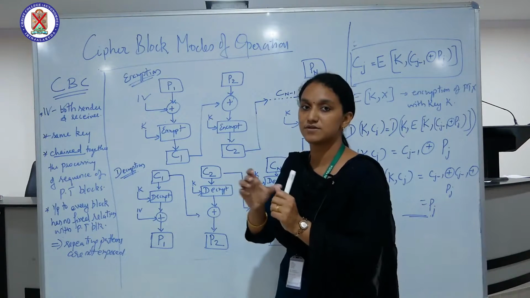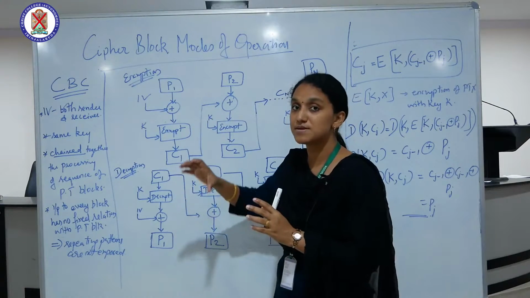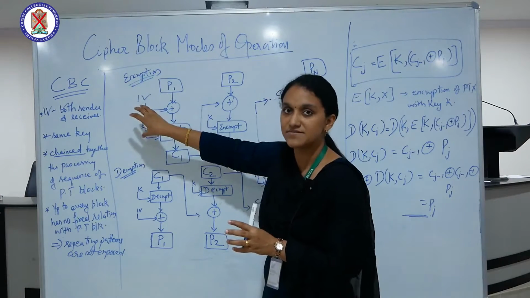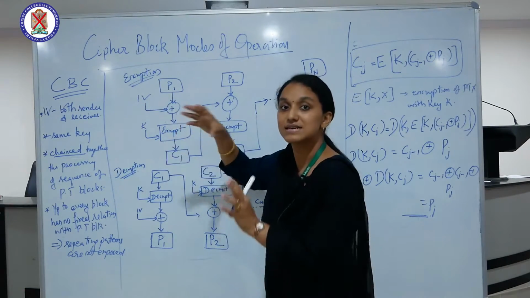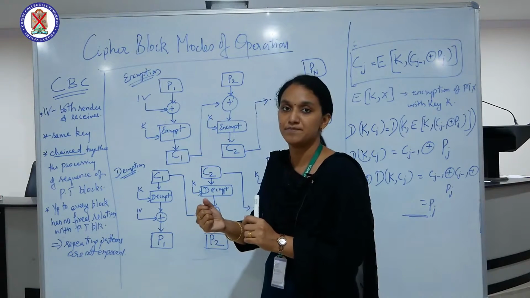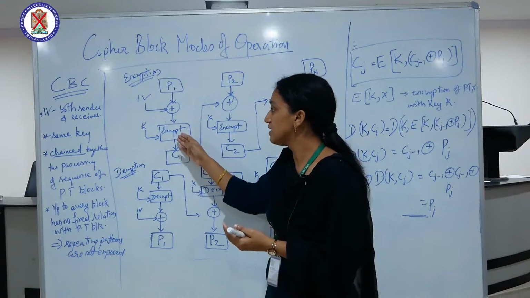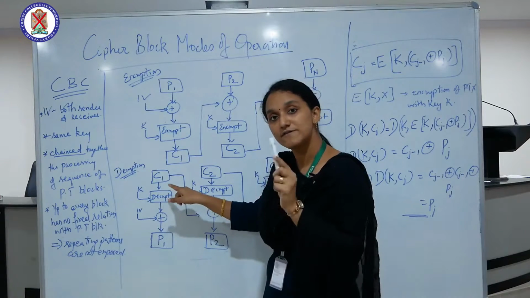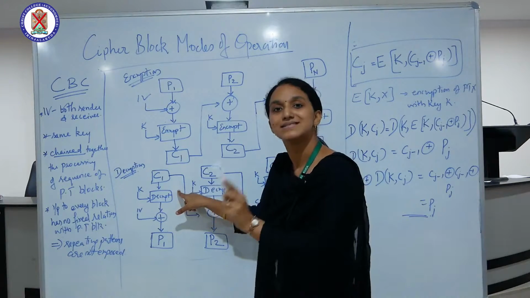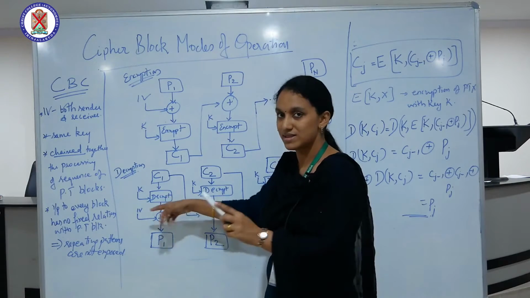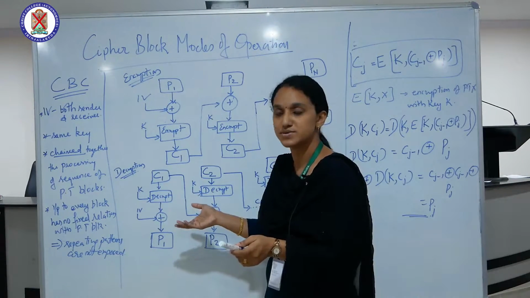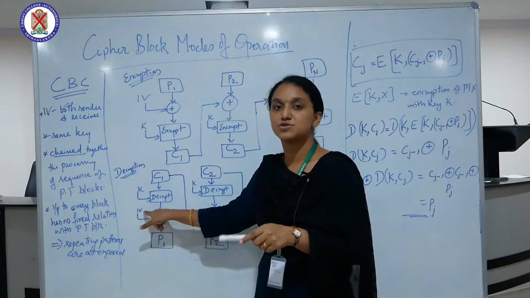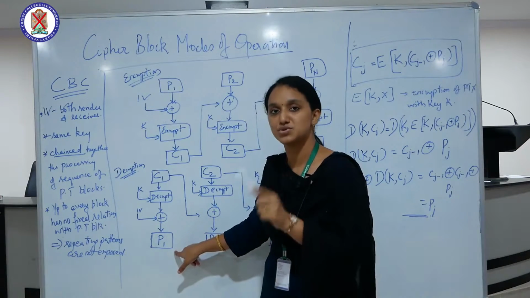Okay, I hope you have got the difference between encryption and decryption. In encryption, you have the plain text, you XOR it with the initialization vector or the preceding cipher to get the input that is given to the encryption algorithm, and then you get the corresponding cipher. In decryption, you have the cipher in hand. That cipher directly enters the decryption algorithm, where the secret key K is being used. That result is then XORed with the initialization vector to produce the corresponding plain text unit P1.